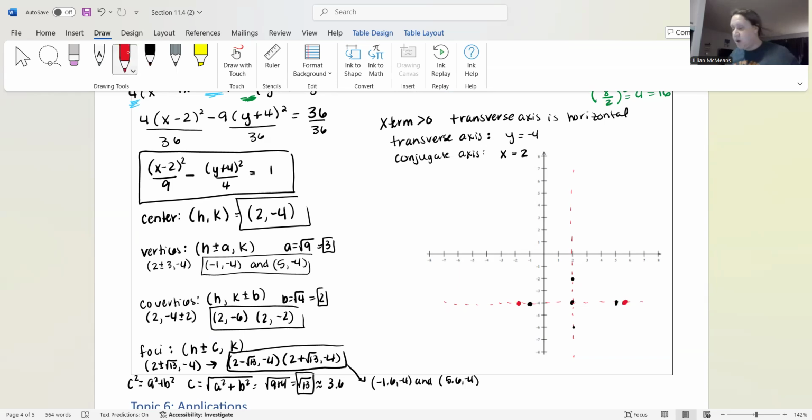Okay. So we've got a lot of information. The directions told us to find the equation, the center, the vertices, the co-vertices, the foci. We've got all of that.